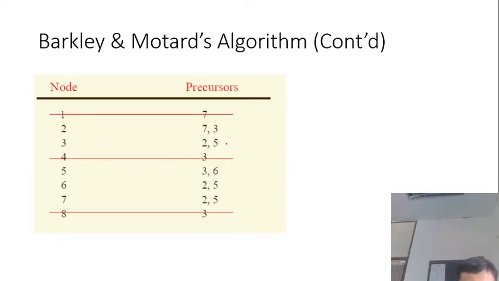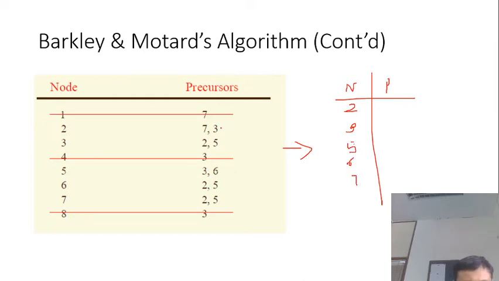So now I have got a new table. Now from this, the new table for node and precursor would be: I got node number 2 now, 3 now, 5 now, 6 and 7, and the precursors are 7 3 for node 2. For 3 it is 2 5, for 5 it is 3 6, for 6 it is 2 5, and for 7 it is 2 5.